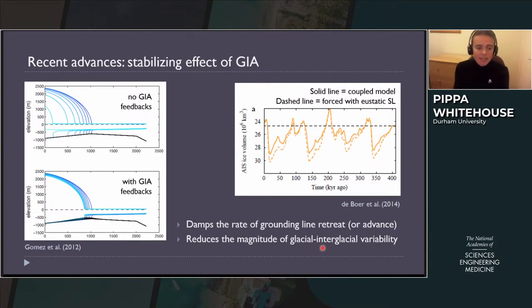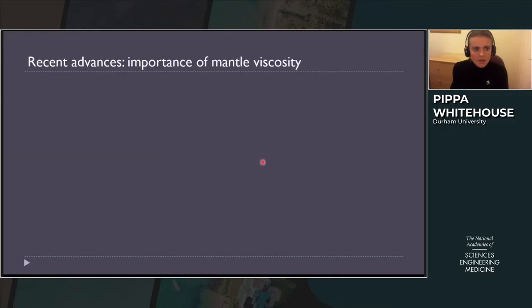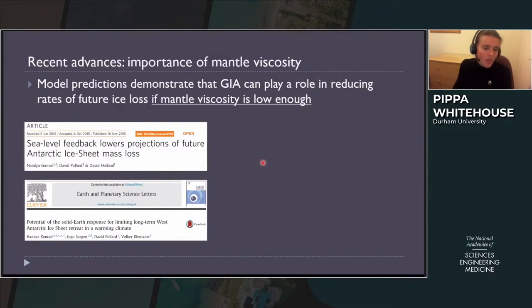This is very much looking at past change here, and something that this fed very quickly into is the idea of how this might influence future ice sheet change. And this is where we started to think more carefully about mantle viscosity. Model predictions show that the GIA process can reduce rates of future ice sheet loss.